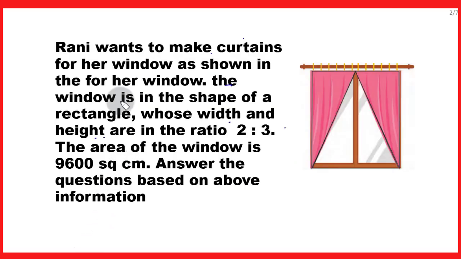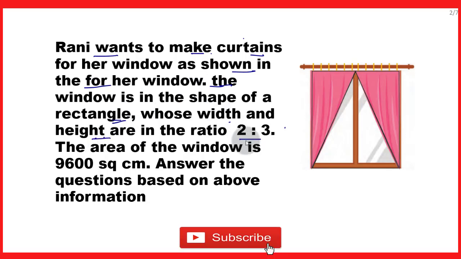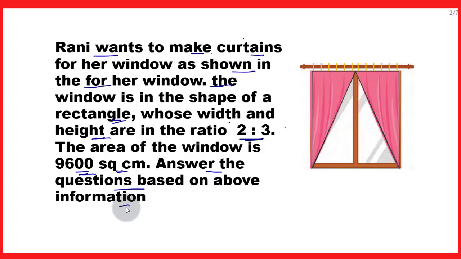So here is the question on the screen: Rani wants to make curtains for her window as shown in the figure. The window is in the shape of a rectangle whose width and height are in the ratio 2:3. The area of the window is 9600 square centimeter. Answer the questions based on the above information.